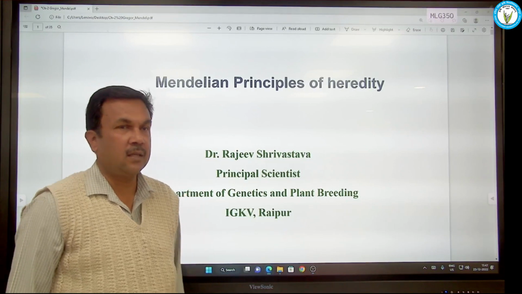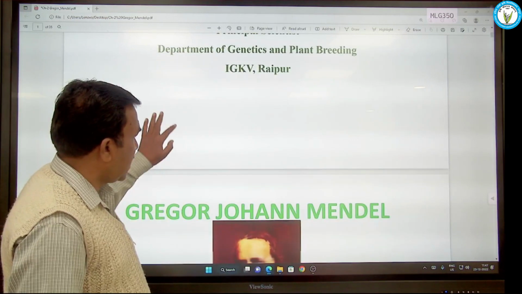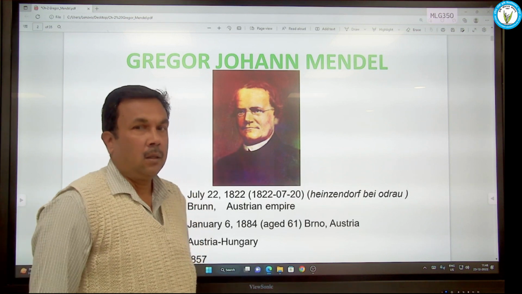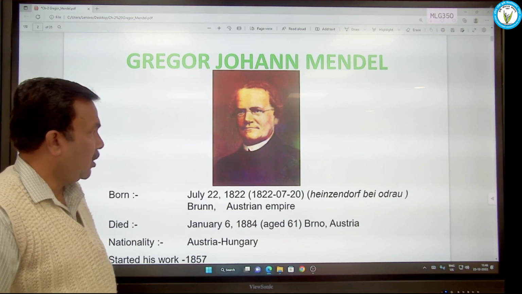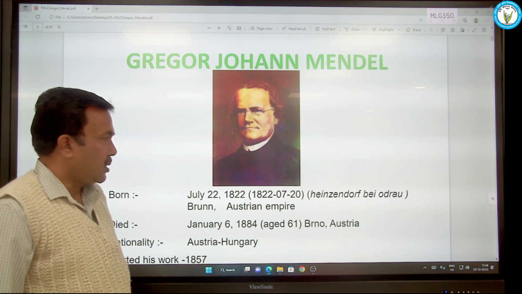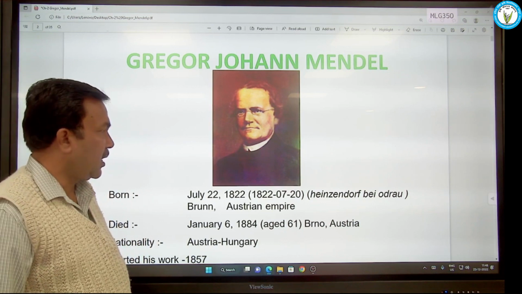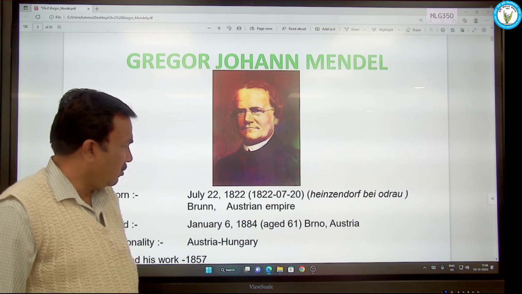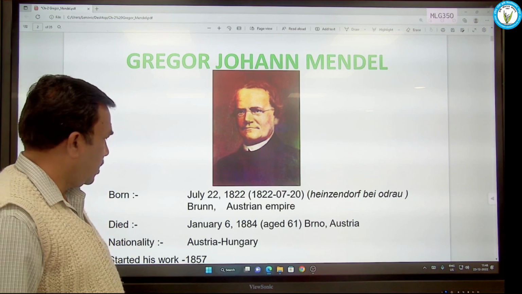So today we will discuss the chapter Mendelian Principles of Heredity. Before starting this chapter, I want to introduce this legend, Gregor John Mendel. He was born on 22nd July 1822 in Brunn, that is situated in Austria, a European country, and he died on 6th January 1884 at the age of 61 in the same place.